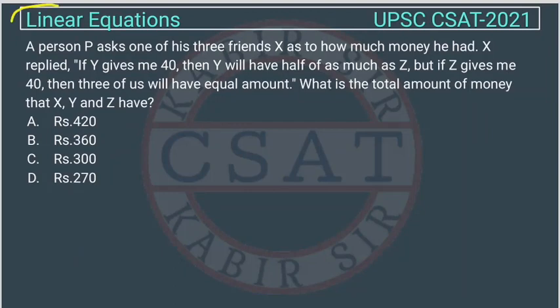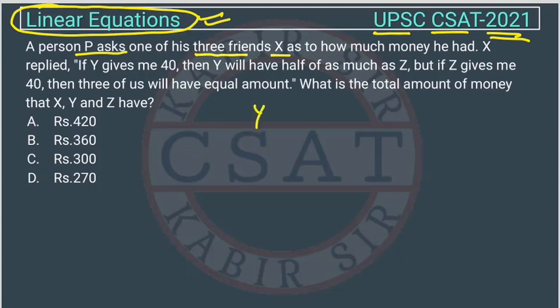This is a question from the chapter linear equations. This was asked in the UPSC CSAT paper of 2021. A person P asks one of his 3 friends, one friend is X out of 3 friends, as to how much money he had. X replied, if Y gives me 40, then Y will have, if Y gives me 40, so Y will be Y minus 40, right? After giving 40 to X, Y will have Y minus 40. If Y gives me 40, then Y will have half as much as Z, right?